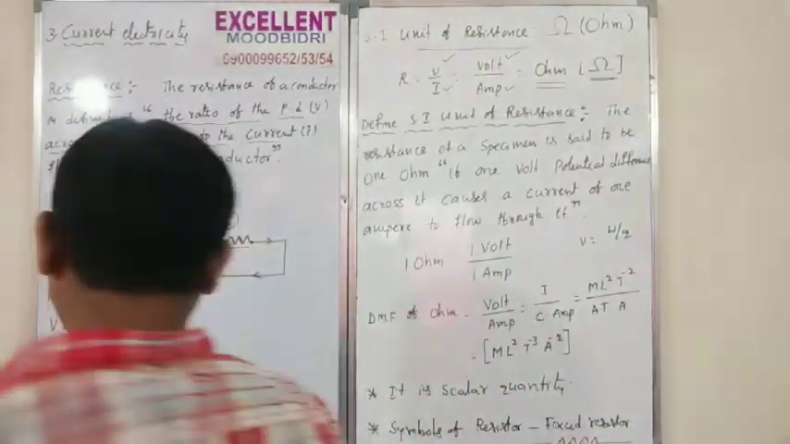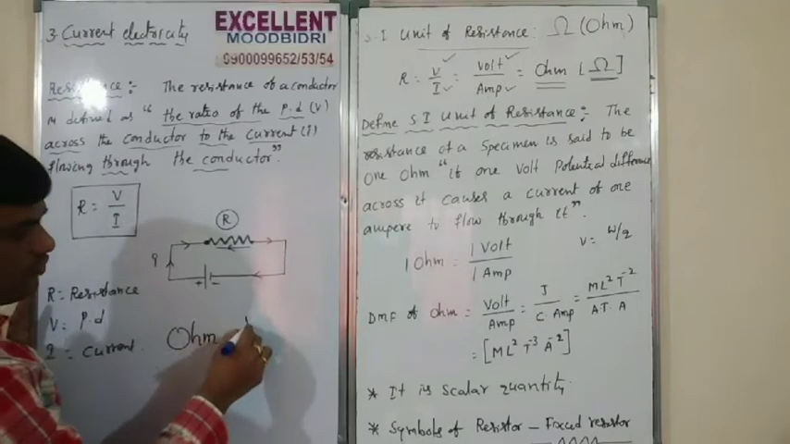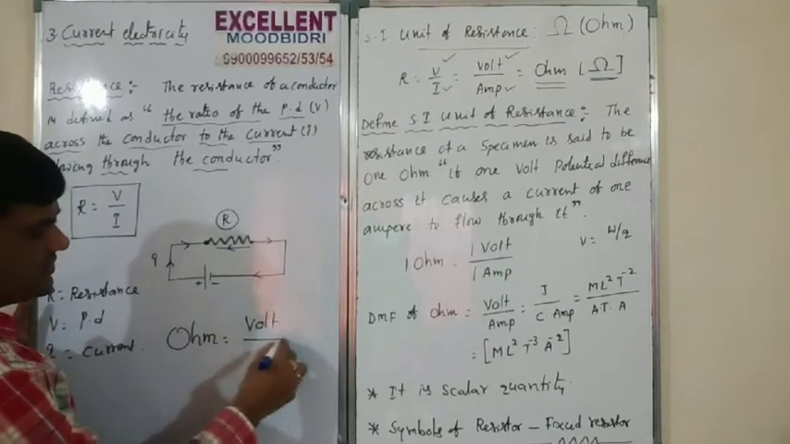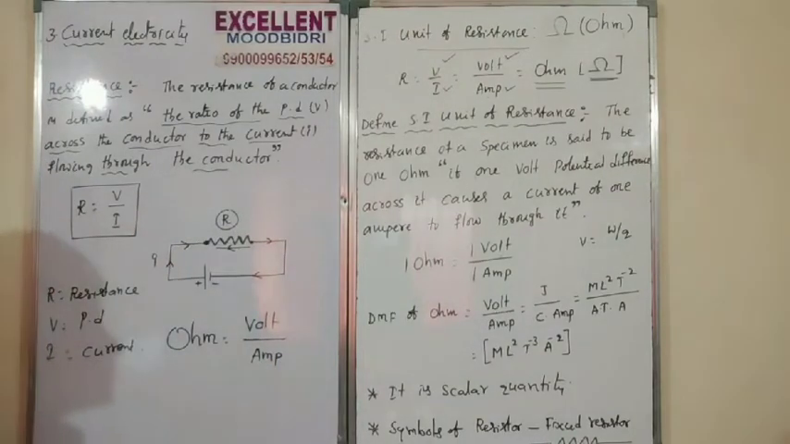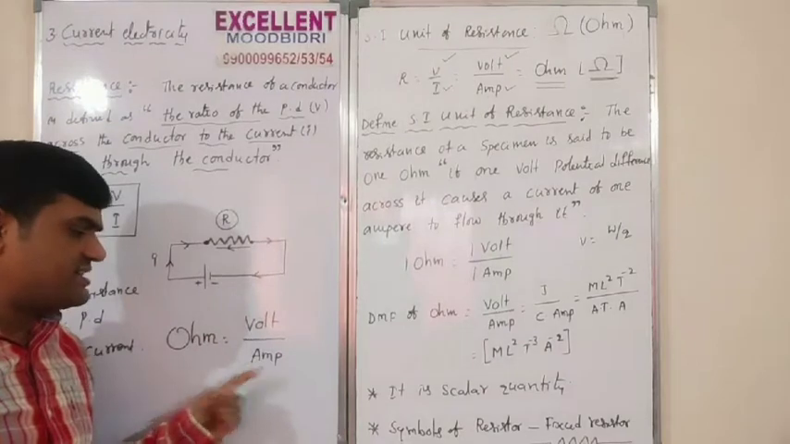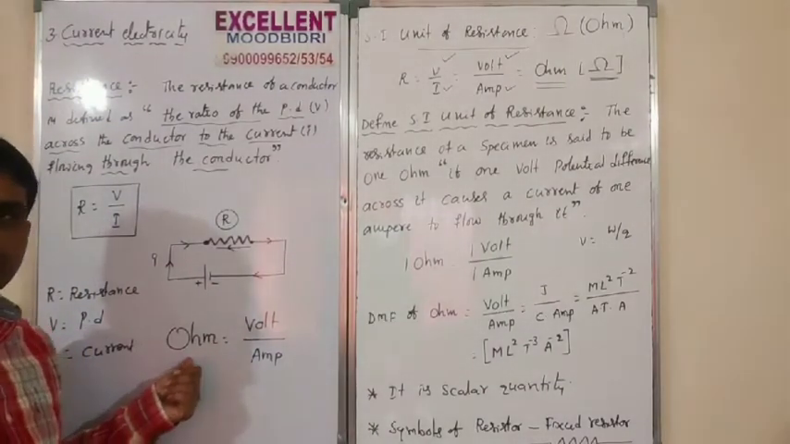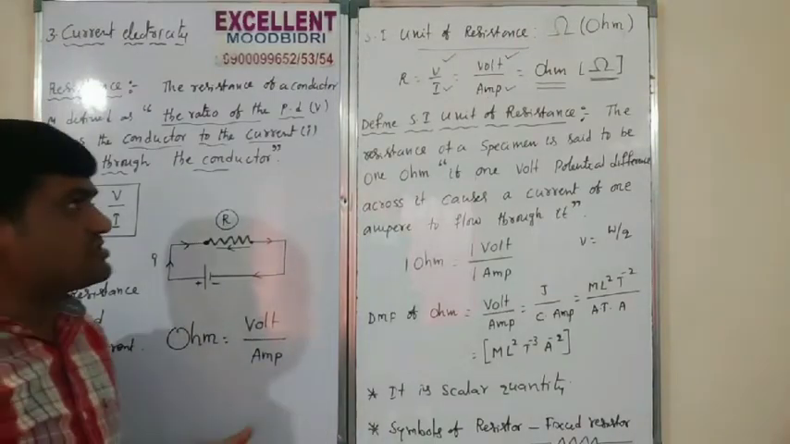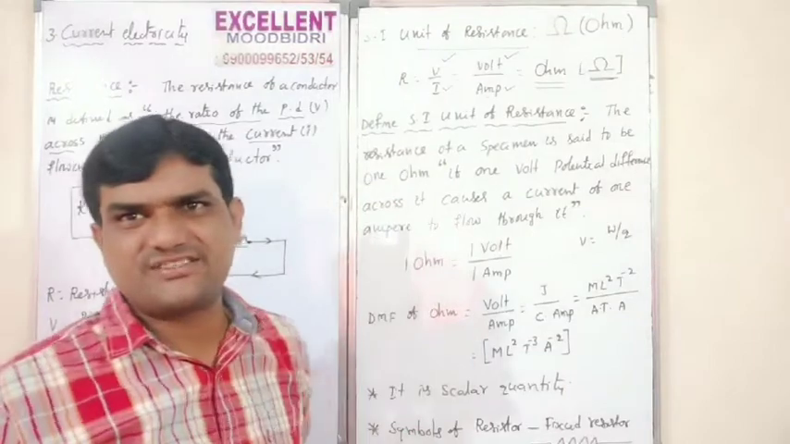Very clear? So what is the meaning of ohm? Ohm is volt per current. Volt per ampere. SI unit of potential difference is volt. SI unit of current is ampere. So volt per ampere is nothing but ohm. Alright? Okay. So next question is define SI unit of resistance.